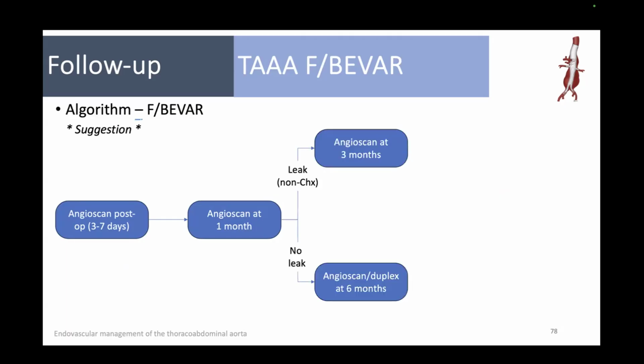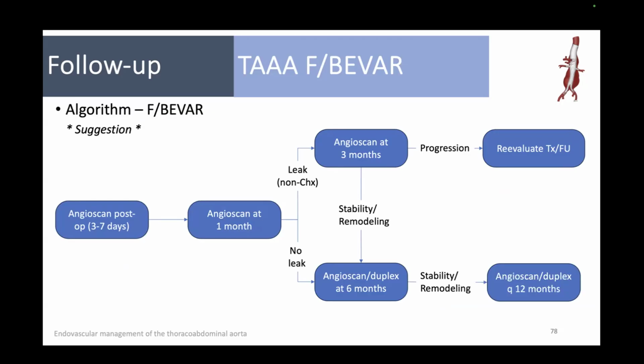Then you have a scan at 1 month. If there's a leak but it's non-surgical, you do one at 3 months. If there's no leak, I do one at 6 months, so a bit closer than TEVAR, for example. If you have a leak and a progression of diameter, reevaluate the treatment and follow up. If it's stable, then I do a scan at 6 months if there was a leak before. And after that, if everything is stable for 6 months twice, then I do a scan every year.